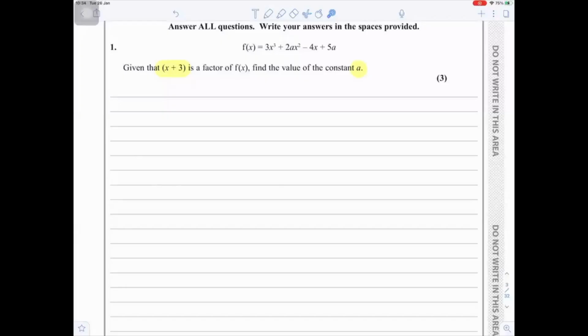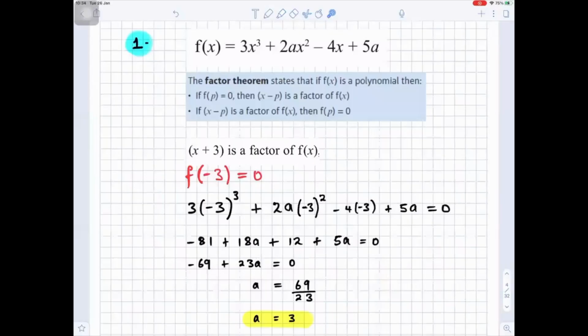Given that x plus 3 is a factor of f of x, find the value of the constant a. f of x is 3x cubed plus 2a x squared minus 4x plus 5a. To solve this question, we use the factor theorem, which states that if f of x is a polynomial, and f of p is equal to 0, then x minus p is a factor of f of x.